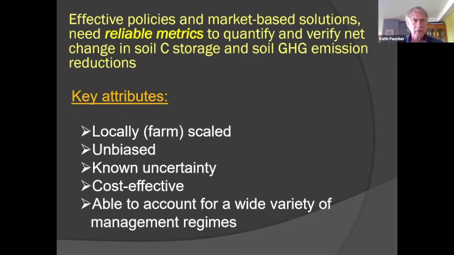So it's not so much about the stocks, it's really about the changes in stocks, right? And the changes in emission rates. And the key attributes to those, we need to have locally based estimates. They need to be unbiased as much as possible. We can deal with some uncertainty, but we need to know what the uncertainty is. They have to be cost effective, and they've got to be able to account for a wide variety of management regimes.